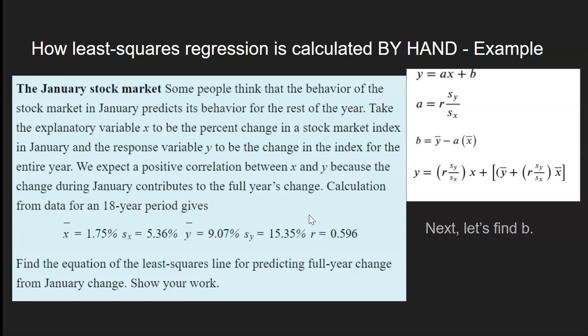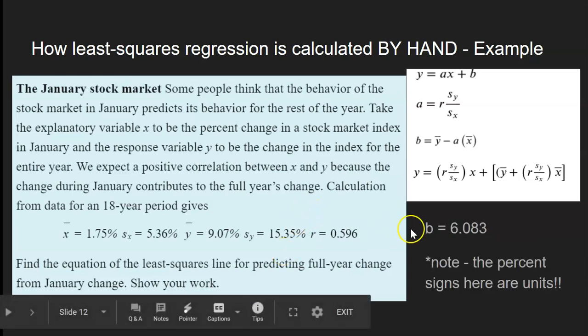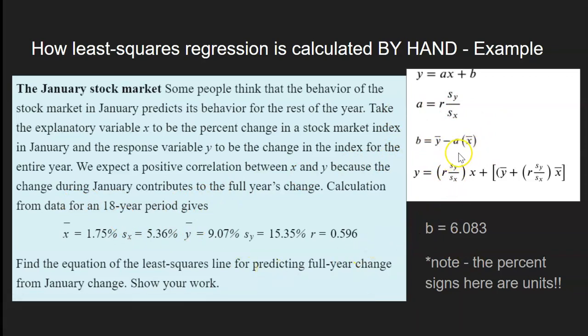All right, hopefully you checked your answer on that one. But here is the answer, 6.083. Again, note the percents are units, so we hopefully don't need to mess with that. That's taken from this B formula where I took the means, subtracted, and multiplied that second mean, the x bar, by what I got for A, that 1.707.